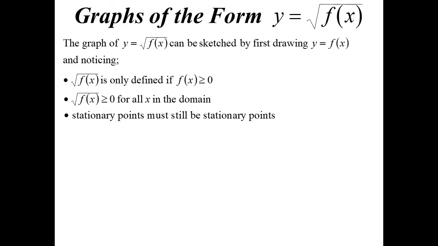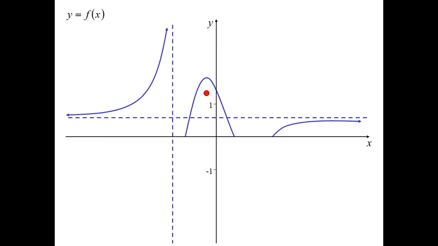Now, when it comes to stationary points, they will still be stationary points, but the y values obviously will change, unless the y value is 1, of course. Square root of 1 is 1. So here's our original graph. Our turning point up here, well, it's bigger than 1. Find the square root of a number bigger than 1, it will go smaller, so it'll come down a bit.